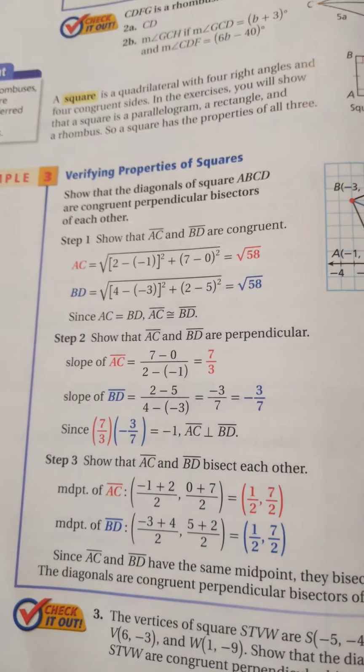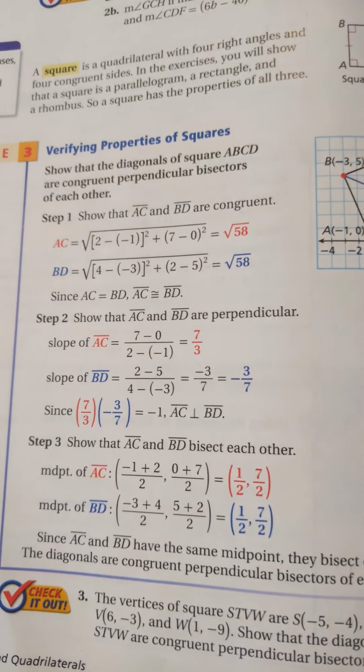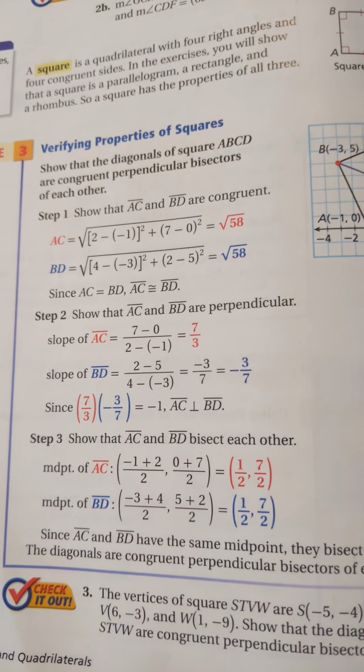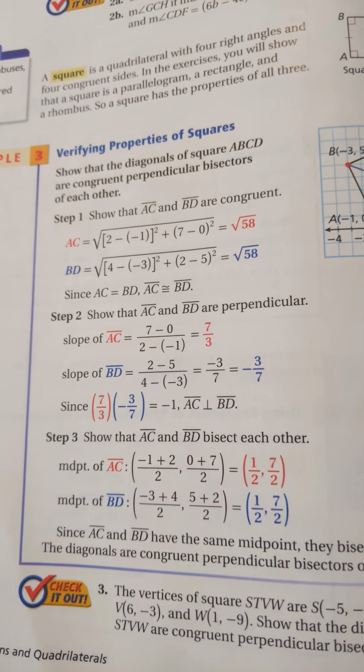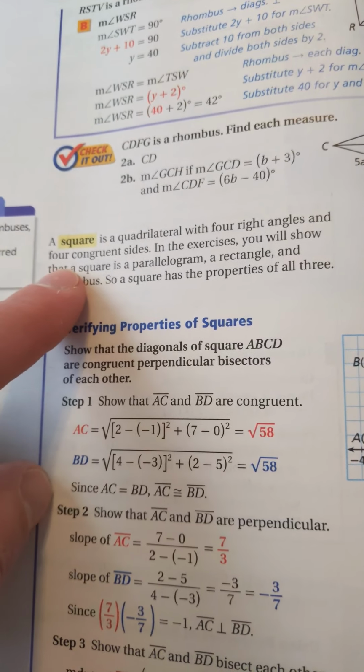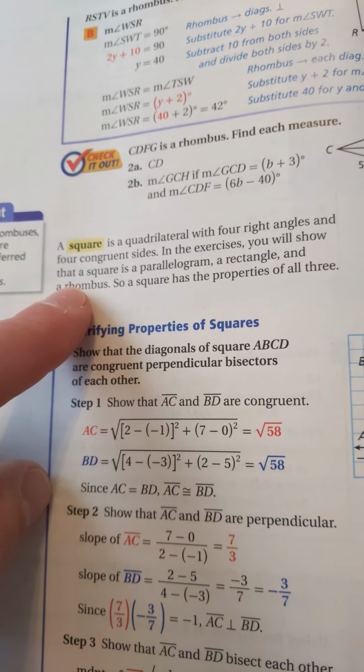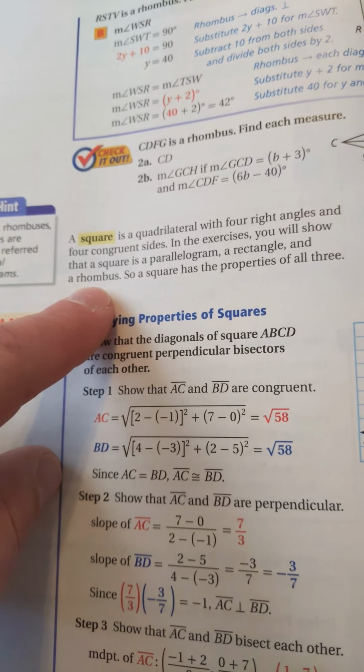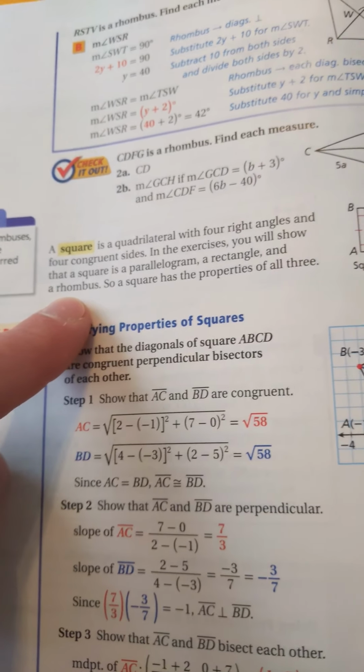Squares. Now, squares summarize all rectangles and all rhombuses. So any characteristic a rectangle has or a rhombus has, a square must have. So we notice a square is a quadrilateral with four right angles and four congruent sides. In this exercise, you'll show that a square is a parallelogram, a rectangle, and a rhombus. So a square has all properties of the three, just like I stated.